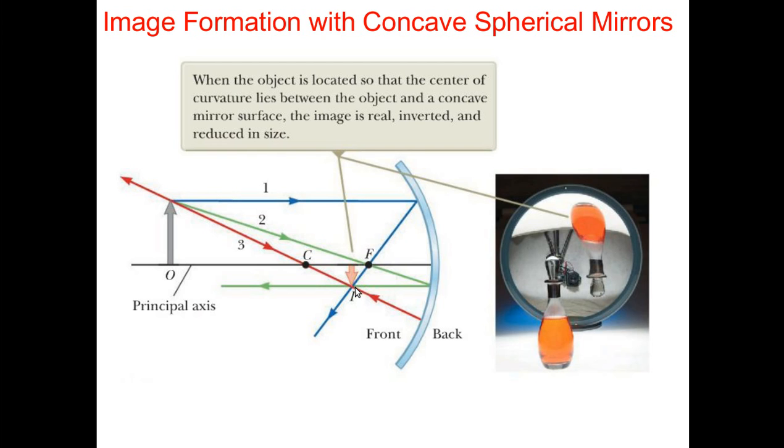So it's going to be real. The rays actually converge. It's going to be inverted, upside down, and it's going to be smaller or reduced in size. So anytime the object is outside the focal point for a concave spherical mirror, this is what happens: real, inverted, and reduced. So we're going to have a lot of these rules. So this is how I want to categorize an image: real, inverted, reduced in size.